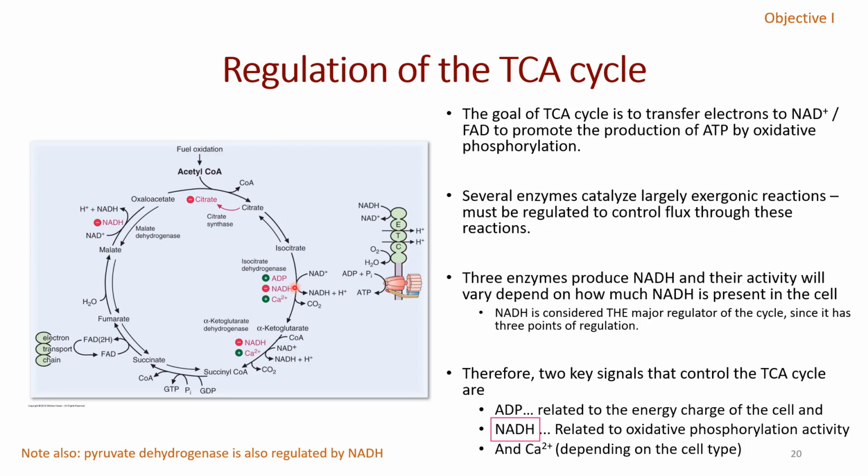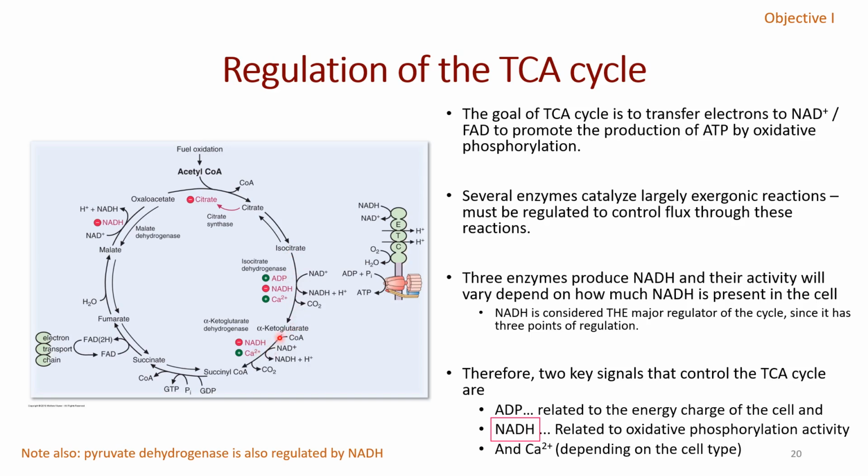The TCA cycle's real job is to extract those electrons, put them on those reduced cofactors, and send them to the electron transport chain so you can make more ATP. And if your ATP levels are low, that suggests that your ADP levels are probably higher. And so if ADP is high, it becomes a pretty important signal that you need to make more ATP. And that would explain why ADP is a strong positive allosteric modulator of this first step here.